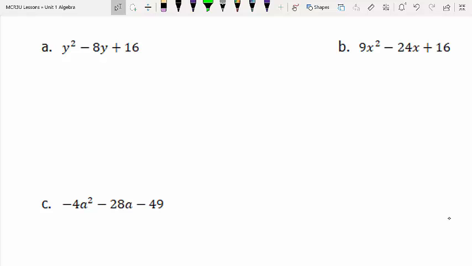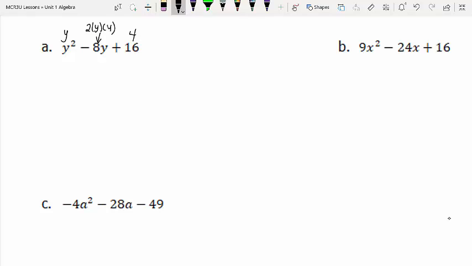Okay, so part A here, let's see if this is a perfect square trinomial. First and third terms, can you take the square root of them? Yes. Square root of this guy's y, square root of this guy's 4. Last thing you have to check is that middle term equal to 2 times the square root of the first and third term? So is this middle term 2 times y times 4? Yes, it is, because 2 times y times 4 is 8y. Okay, so we can use this method.